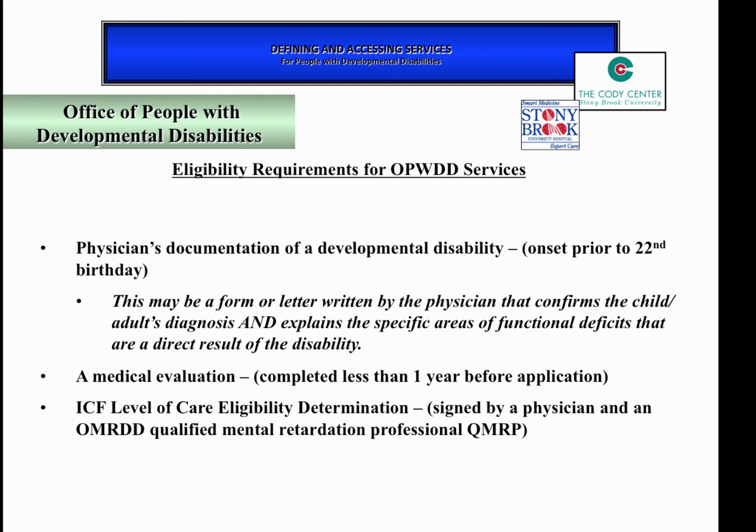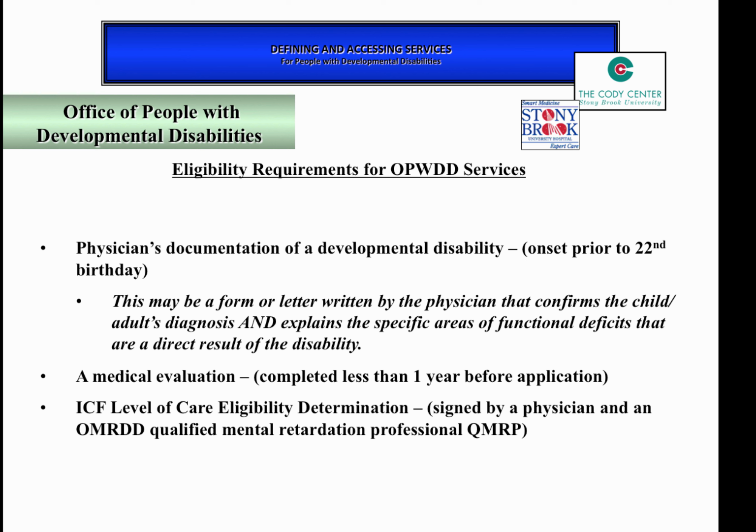because it can really have a domino effect for qualifying for services later in life. This can be in the form of a letter that's written by the physician that confirms the child or adult's diagnosis and explains the specific areas of functional deficits that are a result of the disability. And take the time here. Make sure that you interview the family, you find out where those functional deficits are, that it all gets documented and charted. You're really falling down on the job if this isn't done, because it has a domino effect for the rest of this person's life in terms of eligibility for services.